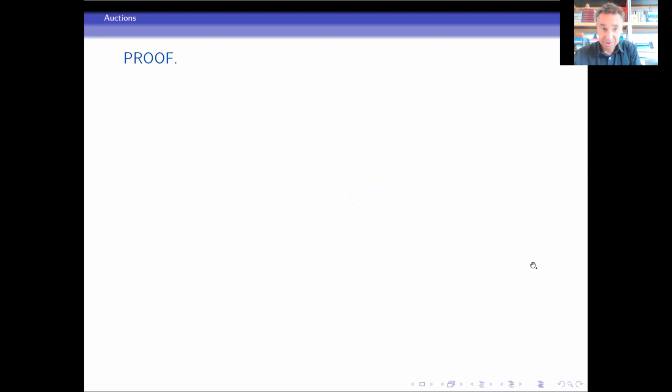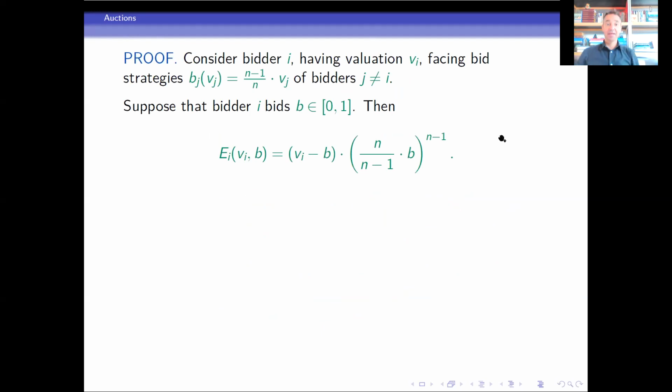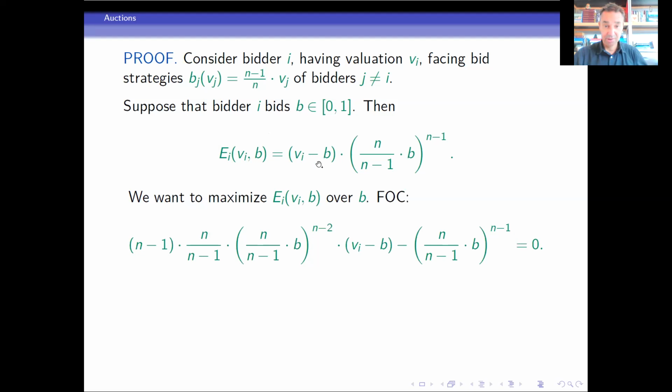Okay, so we've got this expression. And now what we want to do is to find the maximum. So we're going to take the derivative and set it equal to 0. So we want to look for stationary points of this expression. Yeah, how does that work? Well, you can check that this is the first order condition. Maybe I should briefly discuss this.